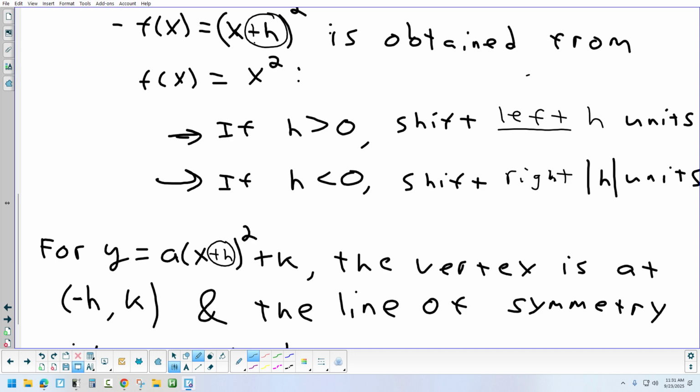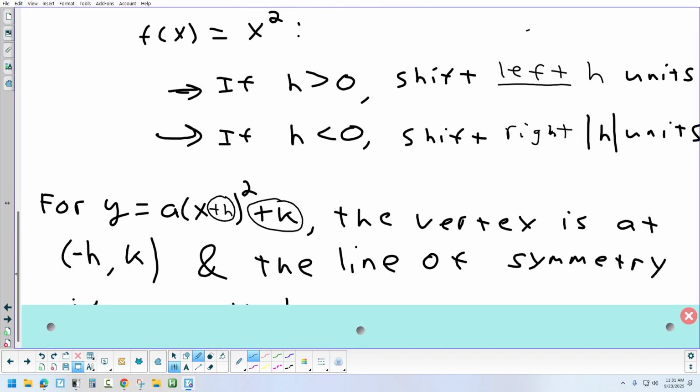So if you have something written like this, and you want to know the vertex, it's negative H. So take the opposite of that number, comma, K. K, there's nothing tricky about K. Positive is up, negative is down. So that's the formula, that's the coordinate for the vertex. Negative h, comma k.